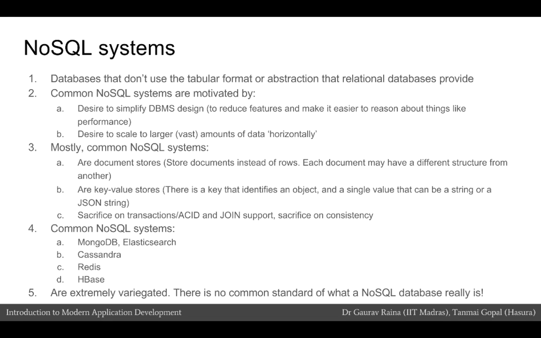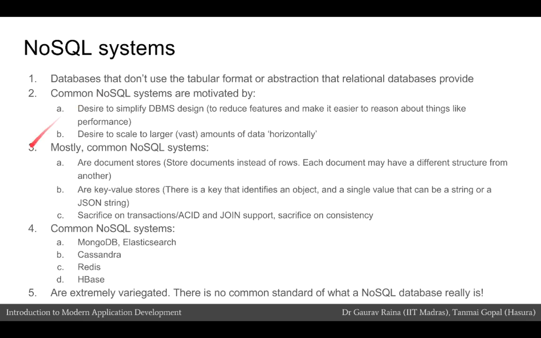The other main motivation behind NoSQL systems is the desire to be able to scale to vast amounts of data very, very easily. If you're willing to sacrifice certain features of a database, then NoSQL systems are able to provide a very easy way to scale to very, very large amounts of data. And by very large amounts of data, I'm talking about the scale of a few terabytes to a few petabytes.